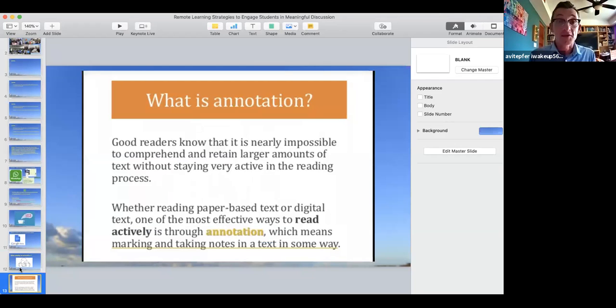I'll just read this slide out. Good readers know that it is nearly impossible to comprehend and retain larger amounts of text without staying very active in the reading process. Whether reading paper-based text or digital text, one of the most effective ways to read actively is through annotation, which means marking and taking notes in a text in some way. Okay, well, this sounds simple.